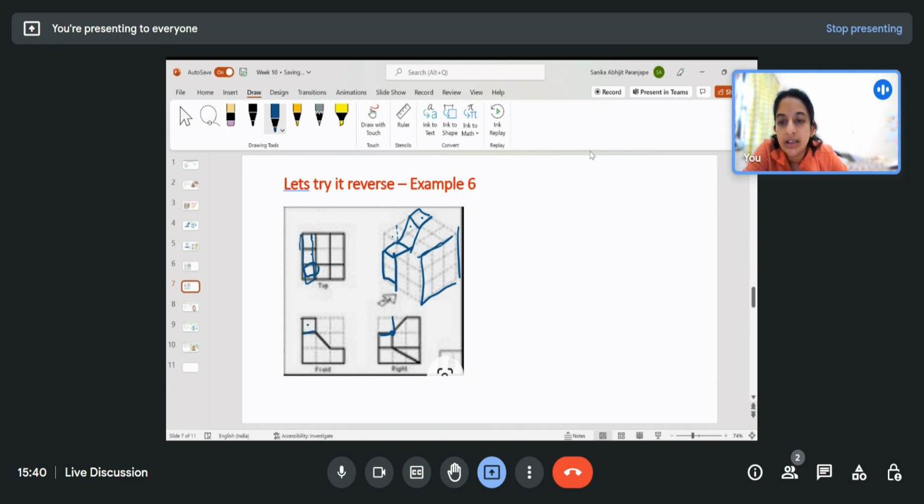And then let us try to see this particular rectangle. So here I can see that it is a slant like this. All right.